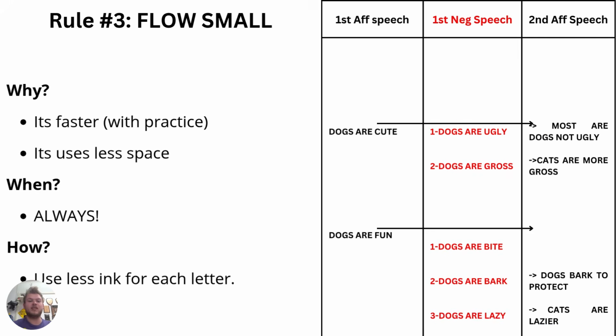Rule number 3 is to flow small. You don't want huge handwriting or you're going to run out of space. Also, the bigger your handwriting, the longer it takes you to write each letter. And so if your handwriting is smaller, you will save space and save time. Just use less ink and have smaller strokes with the pen.